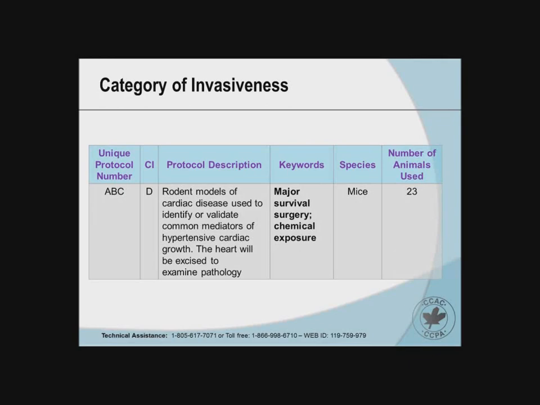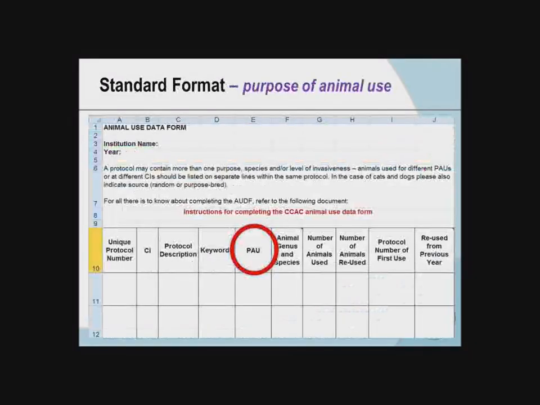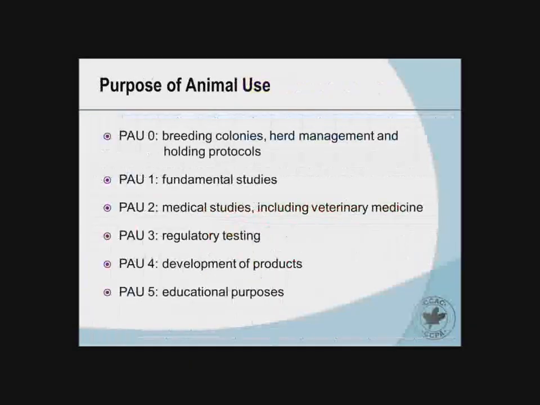Atypically, a protocol may have more than one part, and so may have an initial phase, for example, where animals are not undergoing surgery. In this case, the protocol could report more than one category of invasiveness with the correct numbers of animals associated with each category. However, I want to stress that this is a rare occurrence. It's important that we don't over-report the amount of pain and distress experienced by the animals. So in general, it's much better to have smaller, more specific protocols reporting the appropriate category of invasiveness.